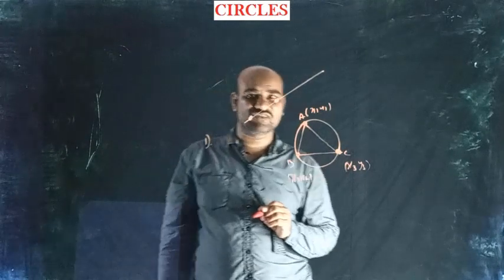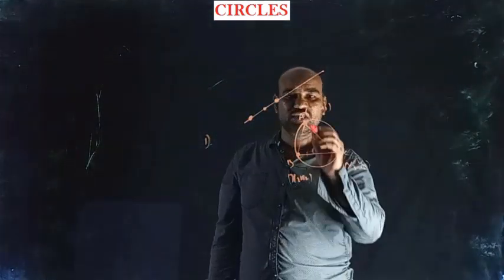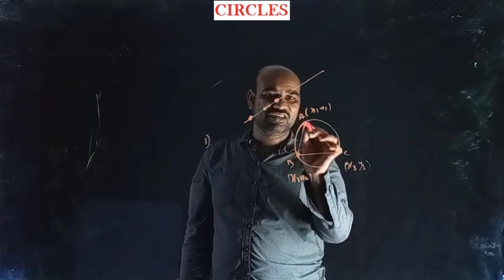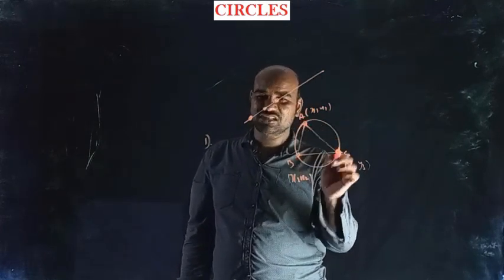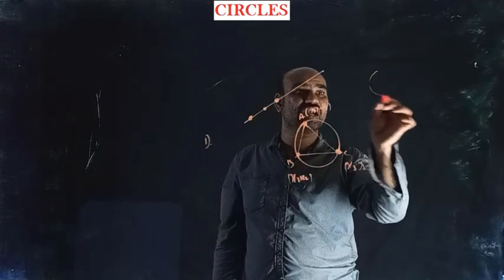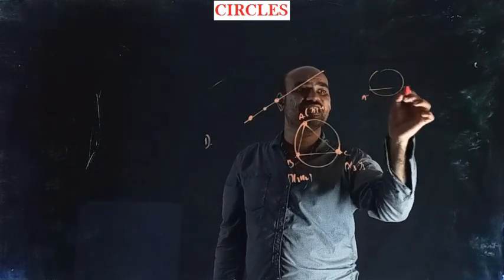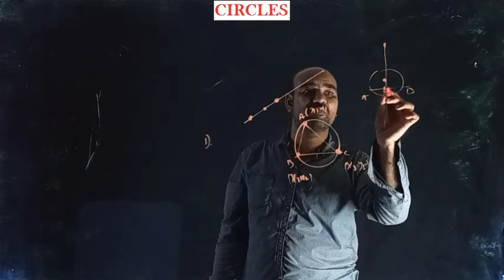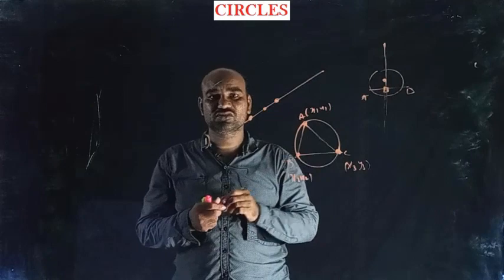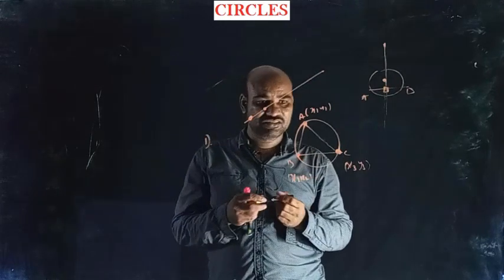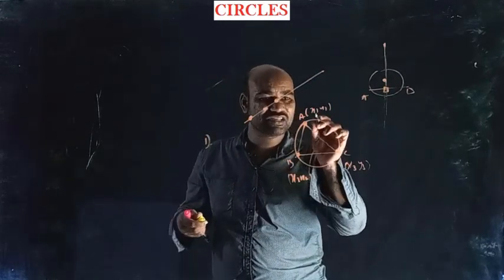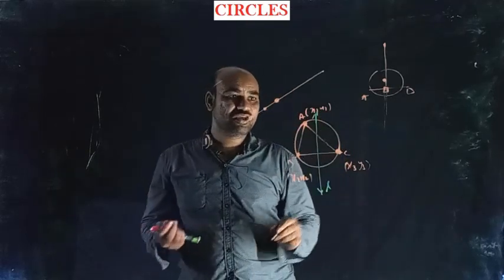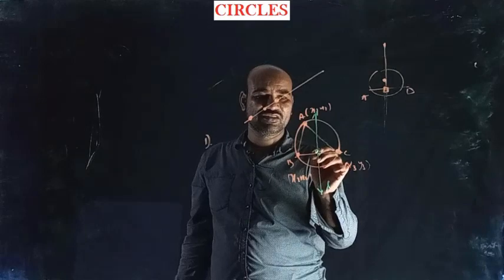Try to find the center of the circle. ABC is a triangle. AB is a chord of the circle, AC is another chord, BC is another chord. Already you know that the perpendicular bisector of a chord will pass through the center of the circle. Try to draw the perpendicular bisector of BC, say L. Who can find the equation of L?